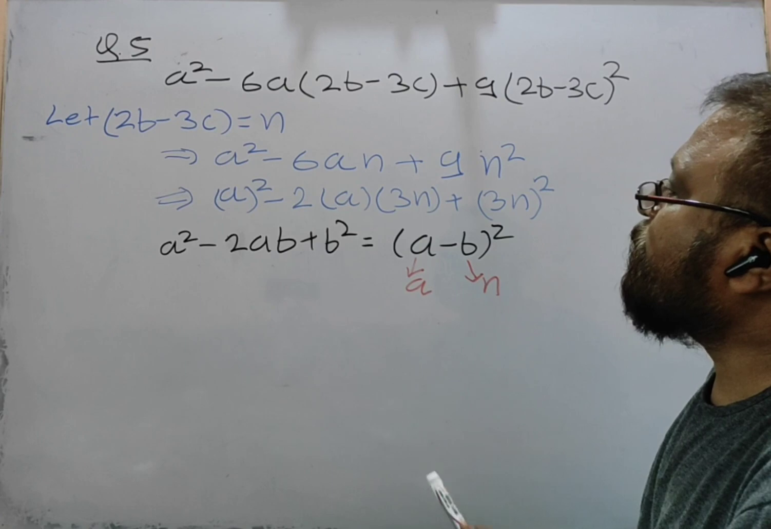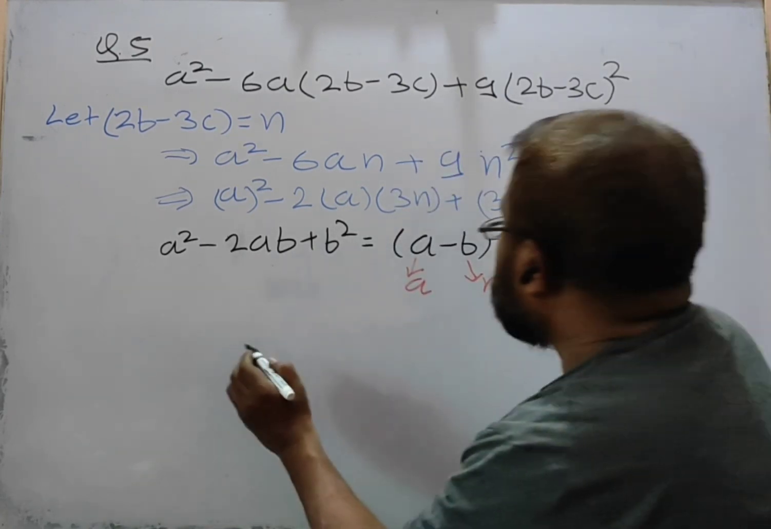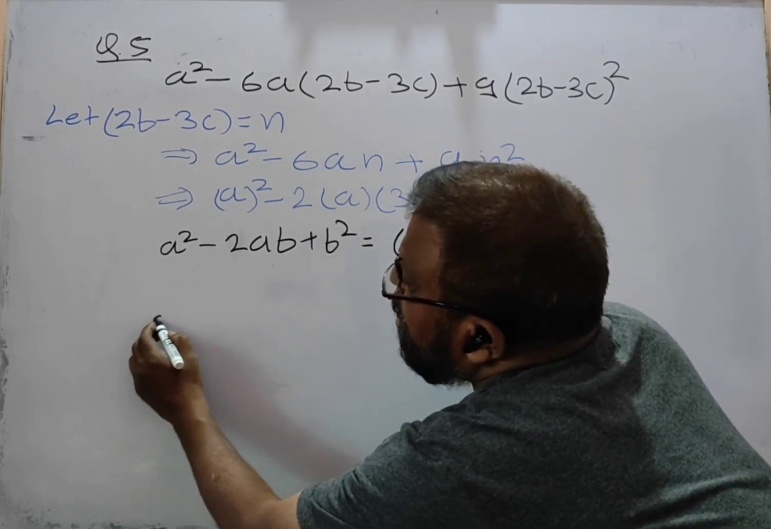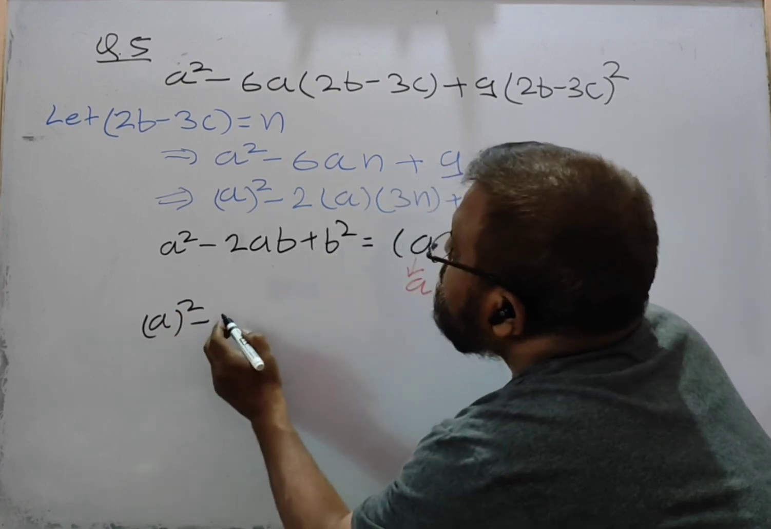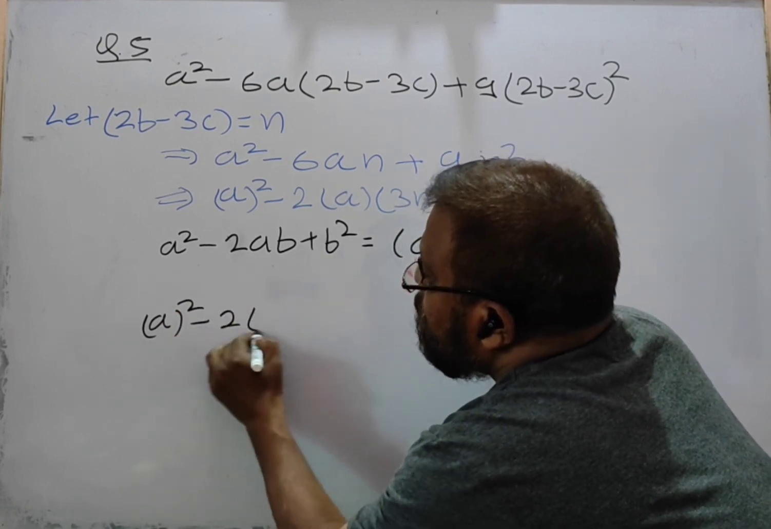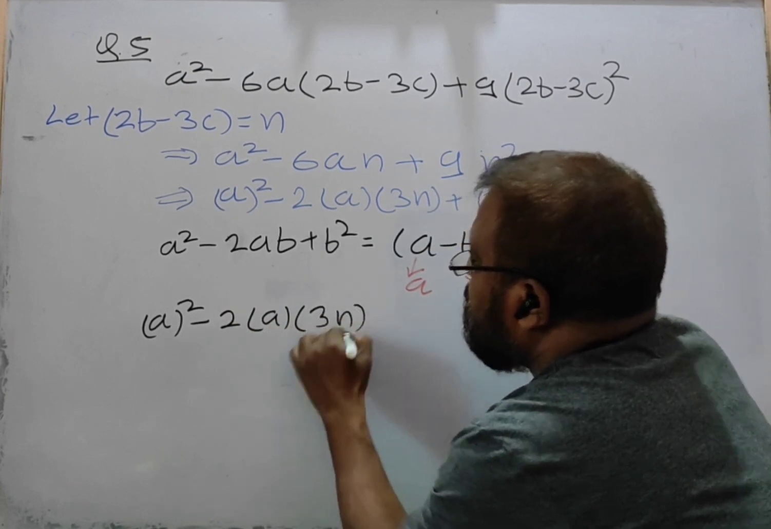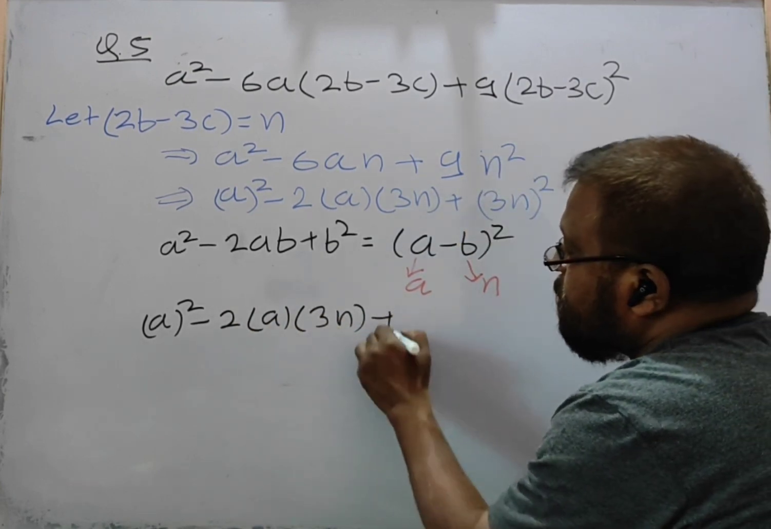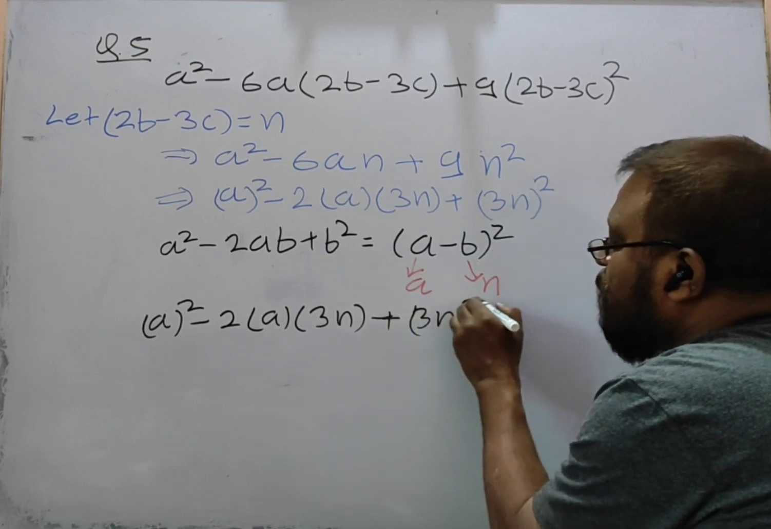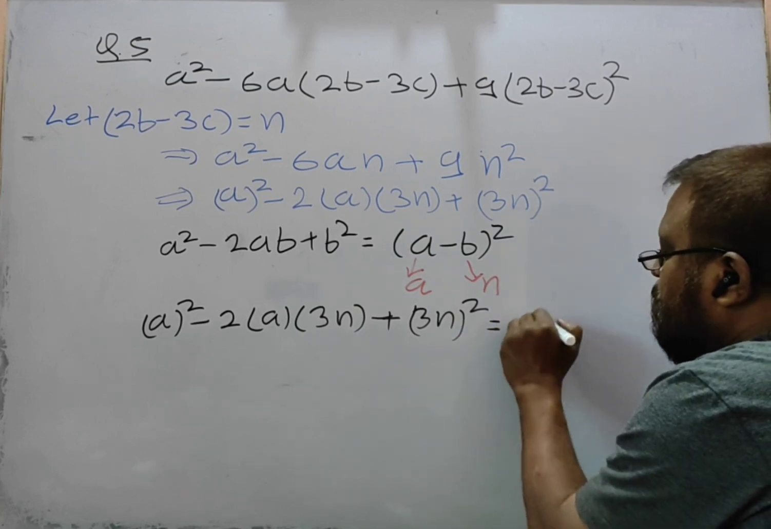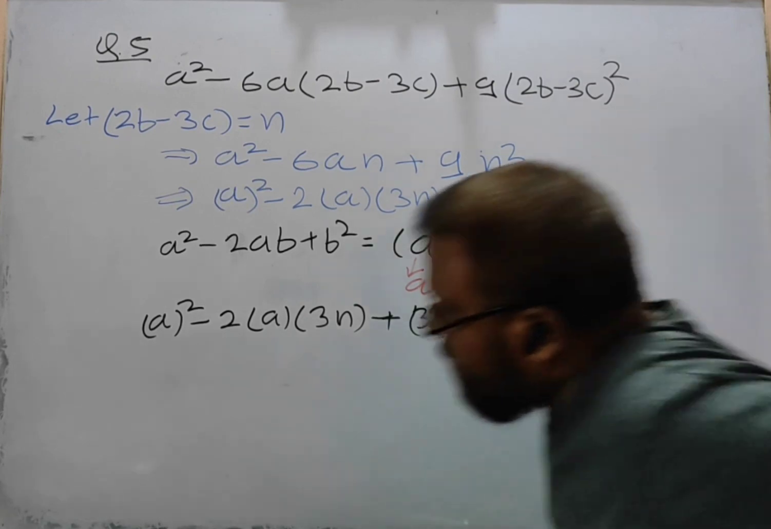So we can write a whole square minus 2a bracket 3n plus 3n square, 3n whole square becomes a minus n whole square, right?